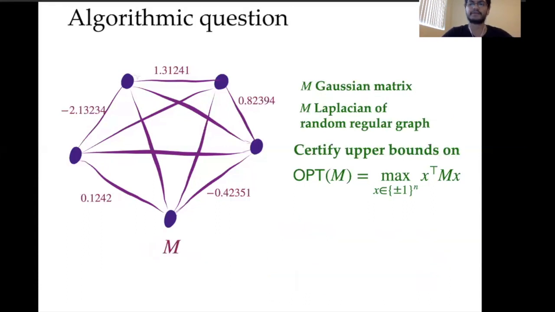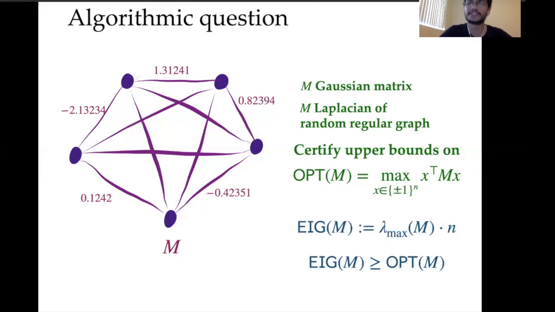With this as a setup, now let's turn our attention to the algorithmic question at hand. So now M is a matrix. It's either a Gaussian matrix or it's the Laplacian matrix of a random d-regular graph. So you should just keep in mind that M is some sort of random matrix. And now we want to certify upper bounds on the value of opt of M when given M as input. So in the latter case, when M is a Laplacian of a random regular graph, we simply want to certify upper bounds on the value of the maximum cut in the underlying graph.